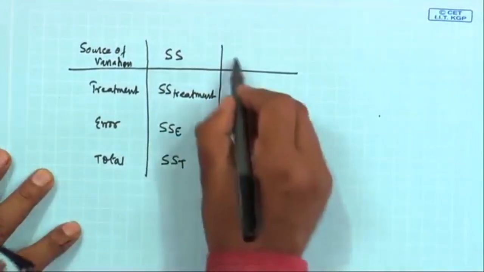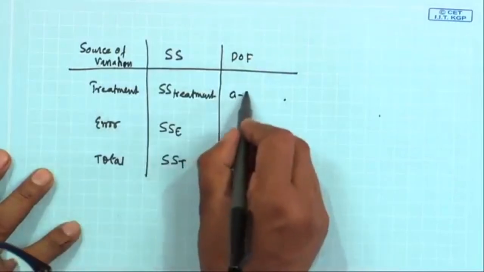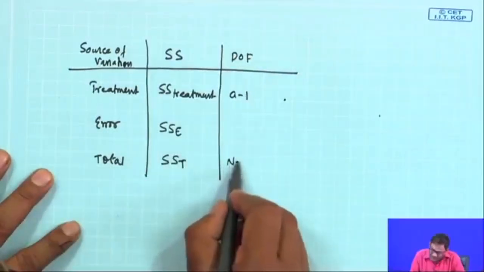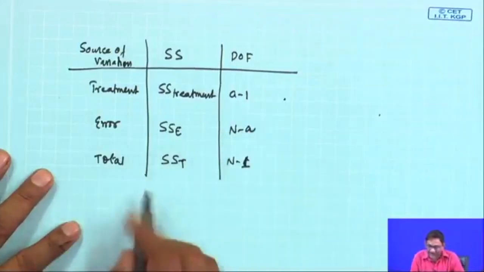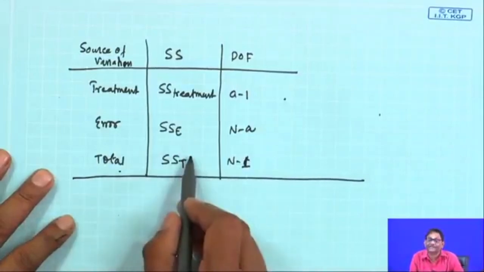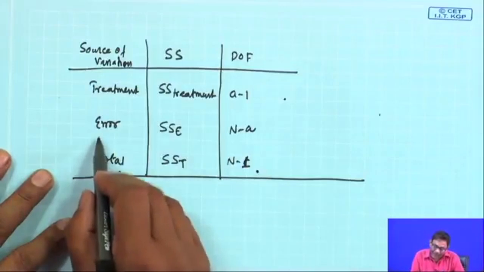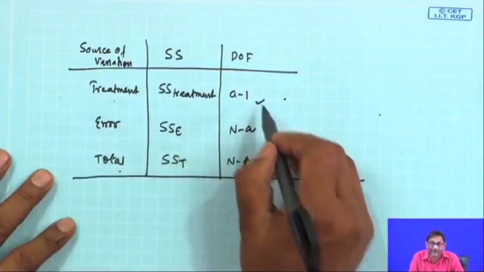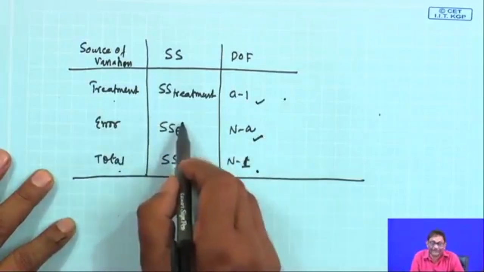Now, what is the degree of freedom? Degree of freedom for treatment is a minus 1, for total it is n minus 1, so this will become n minus a. So, while calculating SST, degree of freedom is n minus 1, while calculating treatment, degree of freedom is a minus 1, then the remaining, capital N minus a, degrees of freedom is for SSE.